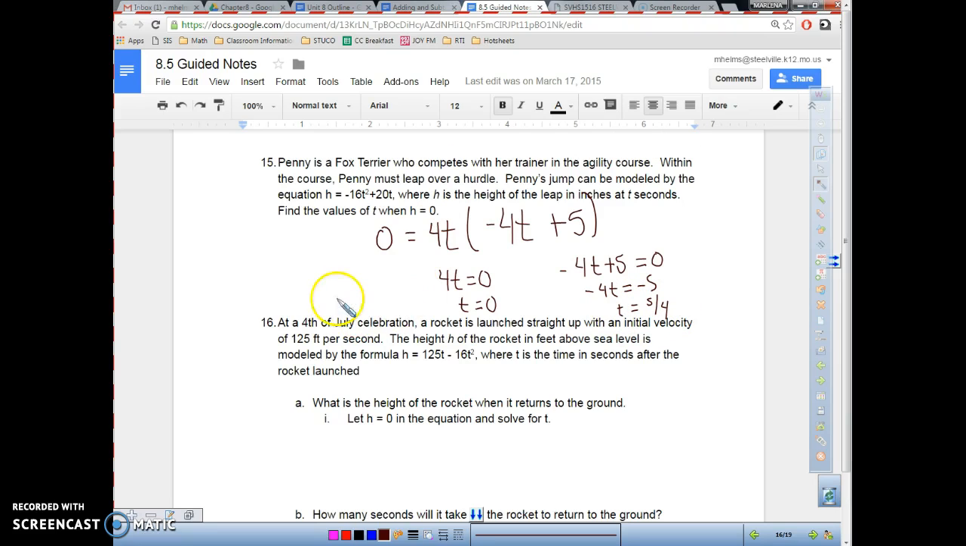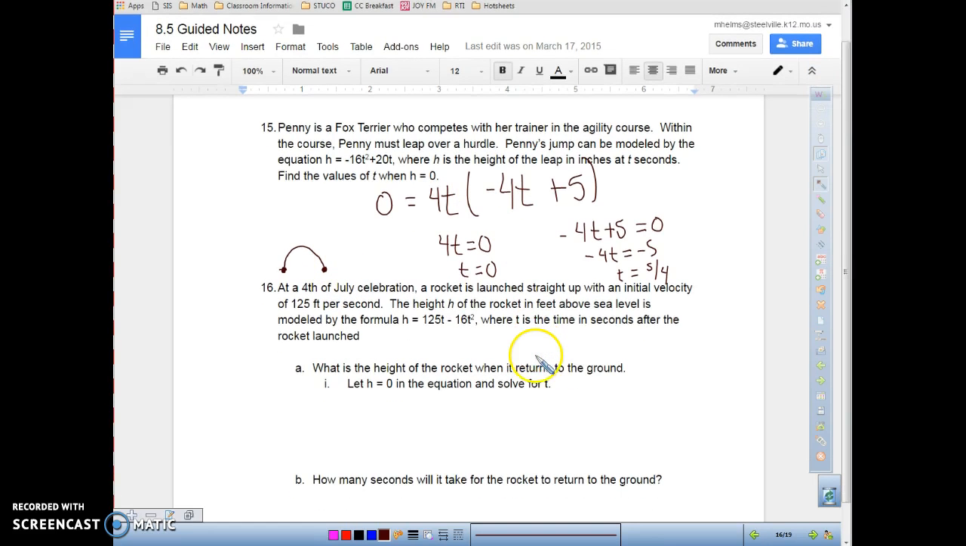So what this really means is that this is a quadratic problem. So Penny's jumping over a hurdle here. Her time of 0 is when she's at a height of 0. So it's when she's begun. She hasn't even started yet. She's still at a height of 0. She jumps, and when she's at a height of 0 again, it's taken her 5 over 4 seconds, which would be 1.25 seconds to get to this point here.